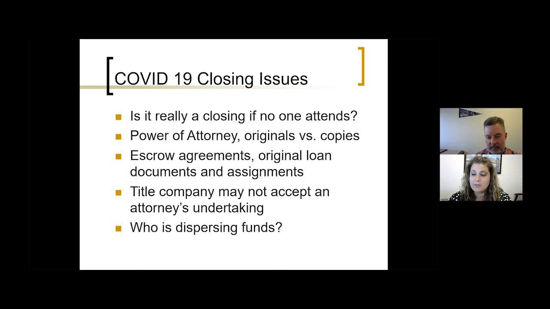I have two more quick questions. If there are two executors appointed, but the will says that either executor may act separately, then will the title company permit the deed to be signed by either executor? Yes, if the will is clear and states that only one needs to sign documents, then we're fine.